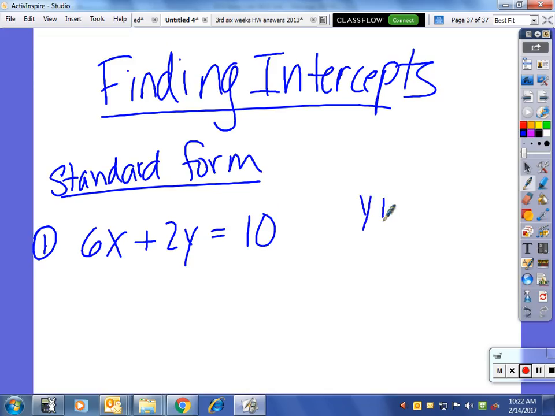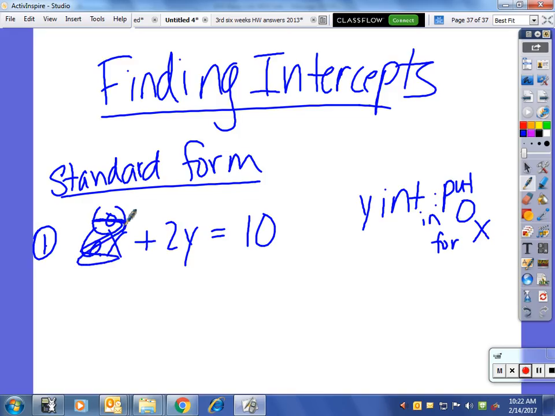To find the y-intercept, what do you do? Put in 0 for what? X. The y-intercept happens when x is 0. Sometimes this is called the cover-up method. So if I want to find the y-intercept, I'm going to put a 0 in for x, and guess what's going to happen to this? It basically just disappears. So we're going to cover up the x's, and we have a simple little one-step equation. 2y equals 10. What does y equal? 5. The y-intercept is 5. You're the one that just told me it was 5.